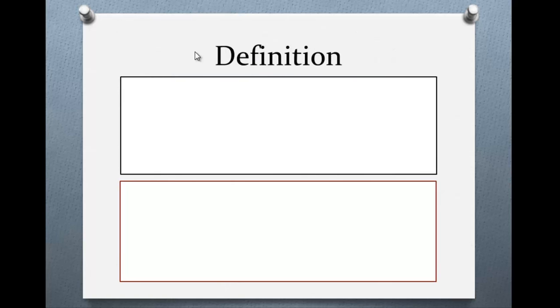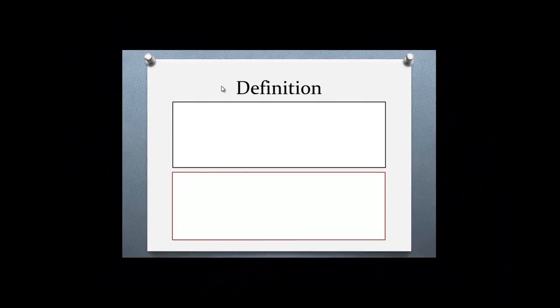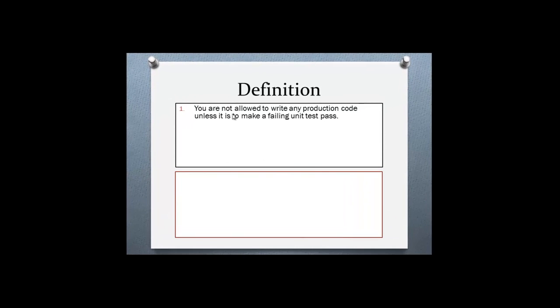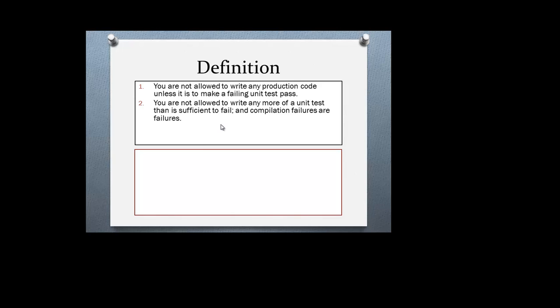Let me go ahead and read the definitions offered by Uncle Bob. 1. You are not allowed to write any production code unless it is to make a failing unit test pass. 2. You are not allowed to write any more of a unit test than is sufficient to fail, and compilation failures are failures. 3. You are not allowed to write any more production code than is sufficient to pass the one failing unit test.